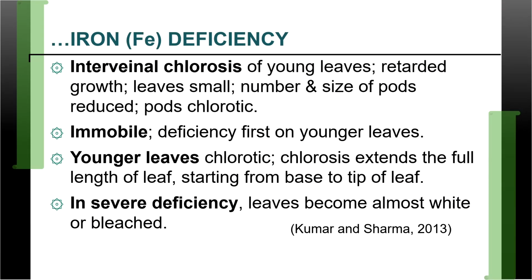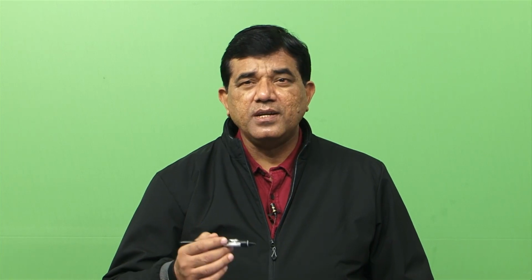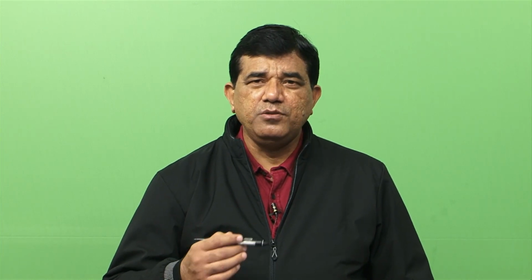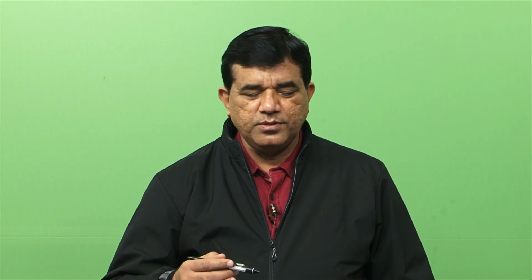So, intervenal chlorosis means between the veins you get chlorosis of young leaves, and retarded growth. The growth is retarded, means reduced growth. Here growth reduction means your leaf size may decrease or may not increase, or branching may have reduced. Likewise, plant height may have reduced. So, overall leaf area index may have reduced. So, this is reduction in growth.